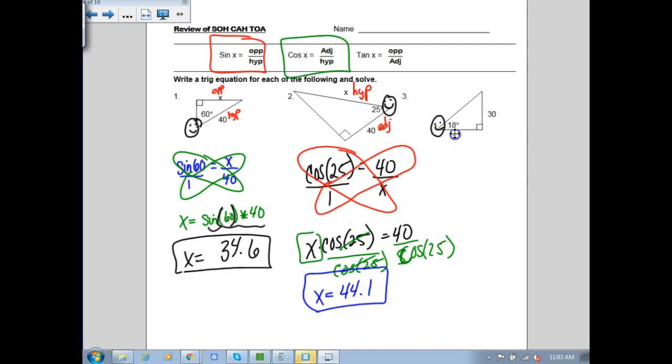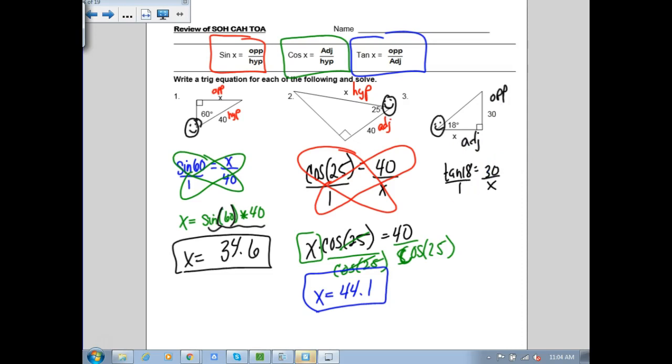All right, so here's your angle. How would you label this side that's labeled x? It is next to you, so it's adjacent. How about this 30? Opposite of you. So what trig function do they want? Tangent. Tangent is set up as tangent of 18 equals opposite over adjacent.